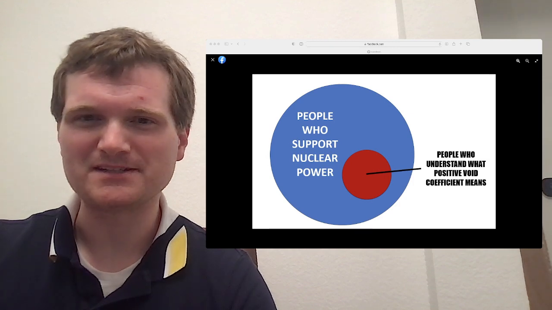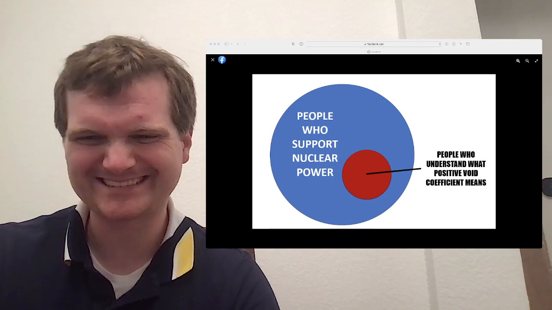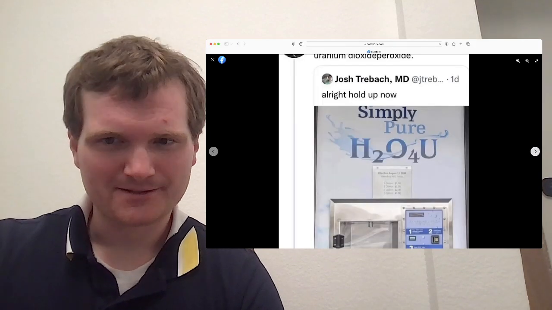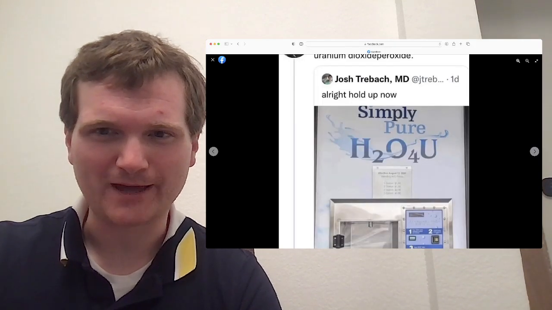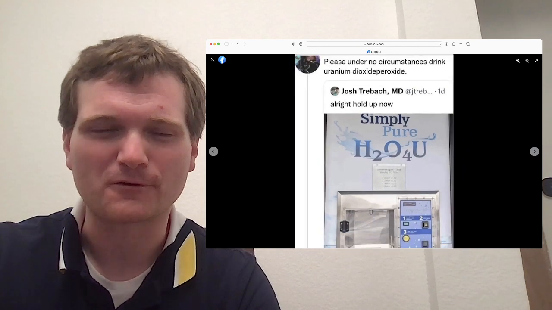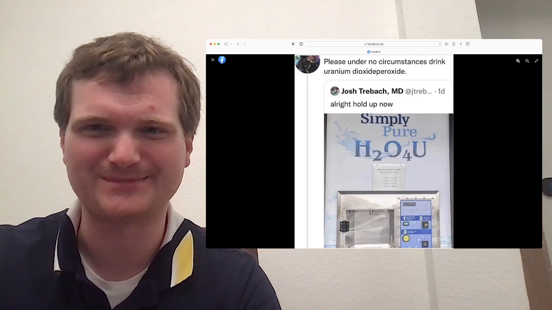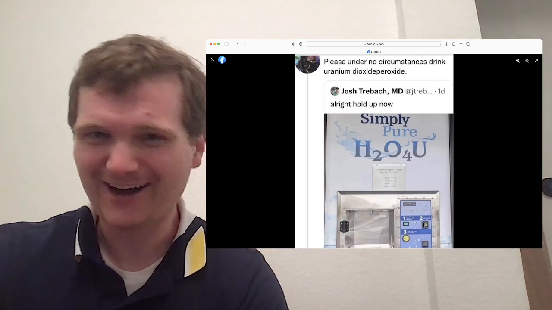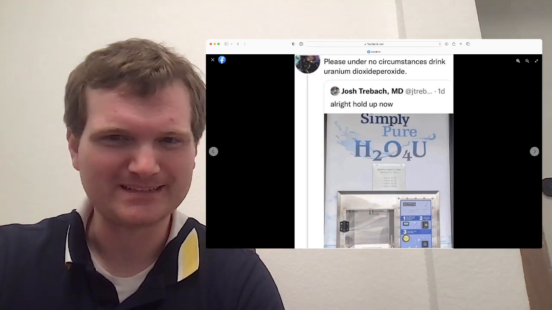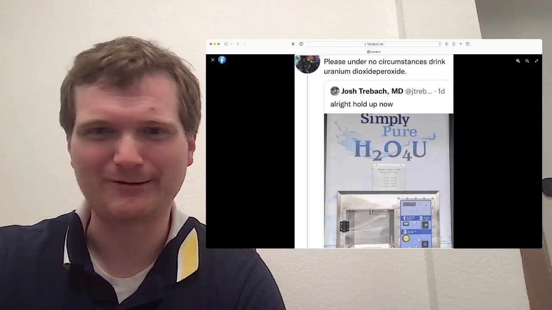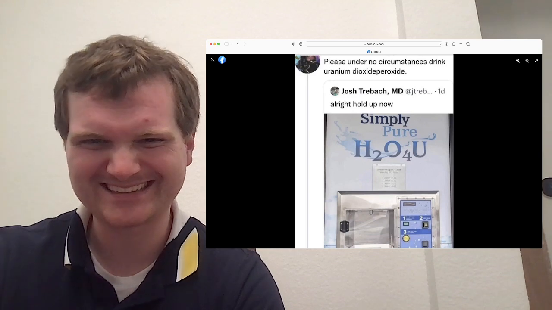You guys are now in this little red circle. Is simply pure H2O for you. Please, under no circumstances, drink uranium dioxide peroxide. I don't even know what that would be. I don't even know if you could synthesize a compound like this, but yeah, I wouldn't recommend drinking it.